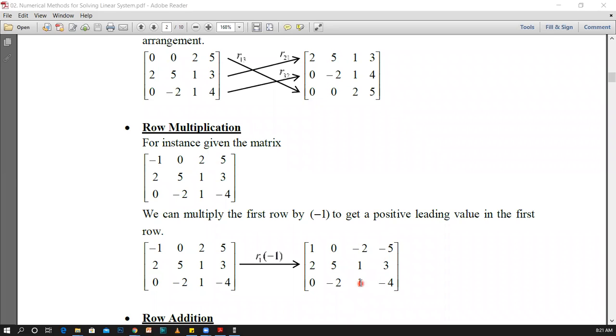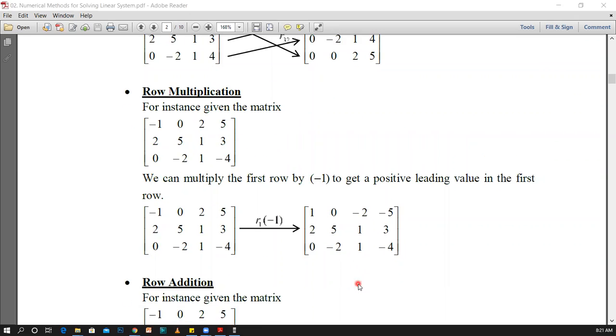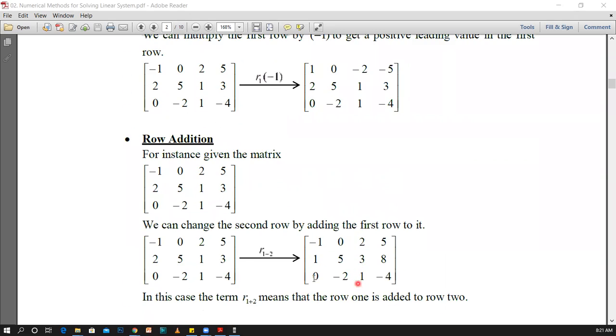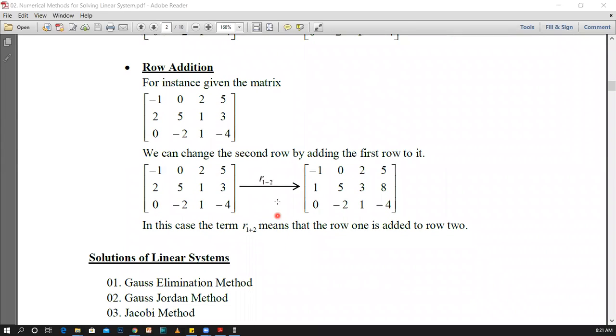Then the next technique is row addition. Consider this given 3 by 4 matrix having the elements -1, 0, 2, 5, 2, 5, 1, 3, 0, -2, 1 and -4. Now, if you need to add the first row to the second row, then what you can do is add these two rows.